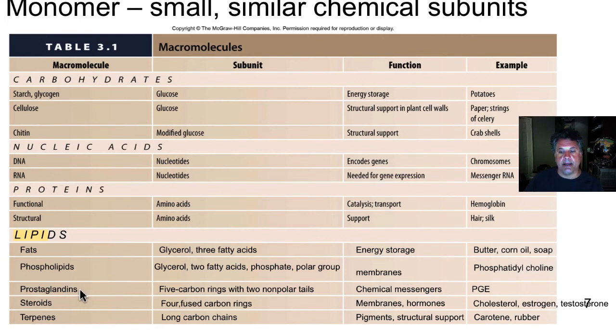Now, prostaglandins are chemical messengers, like prostaglandin E, for example. And prostaglandins are 5 carbon rings with nonpolar hydrophobic tails on them, very important signaling molecules.